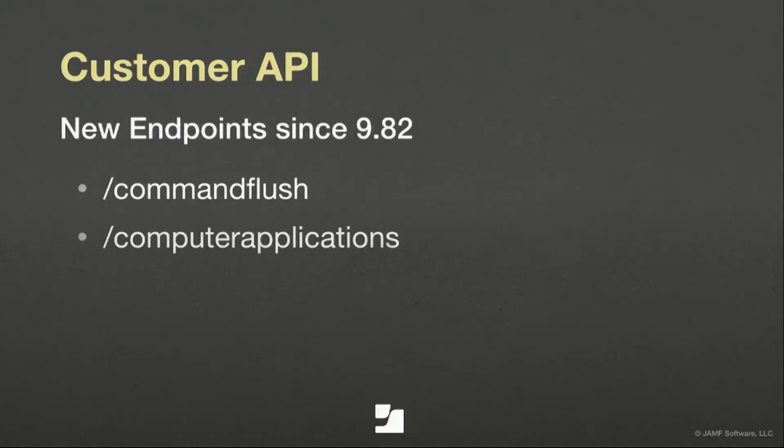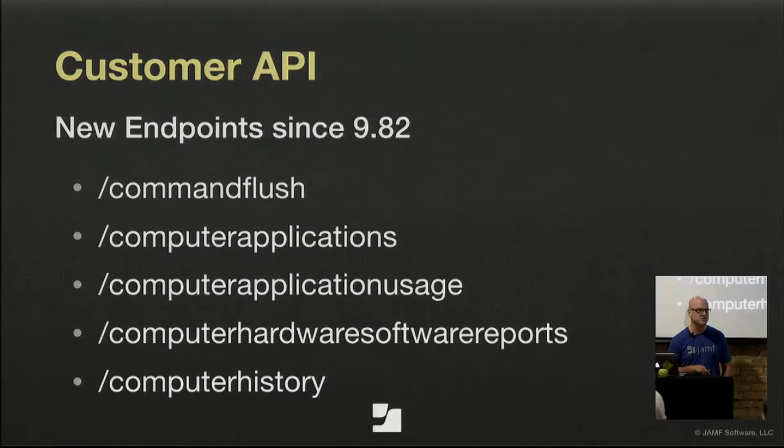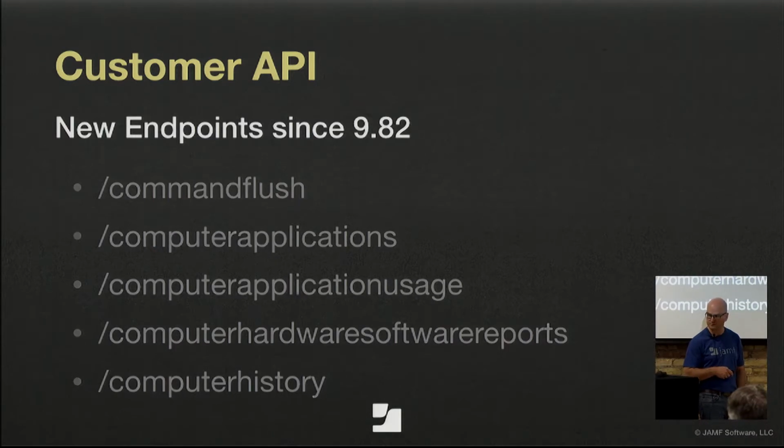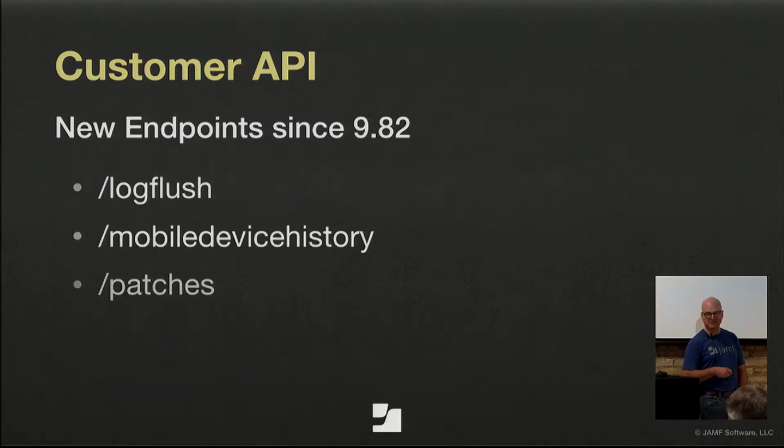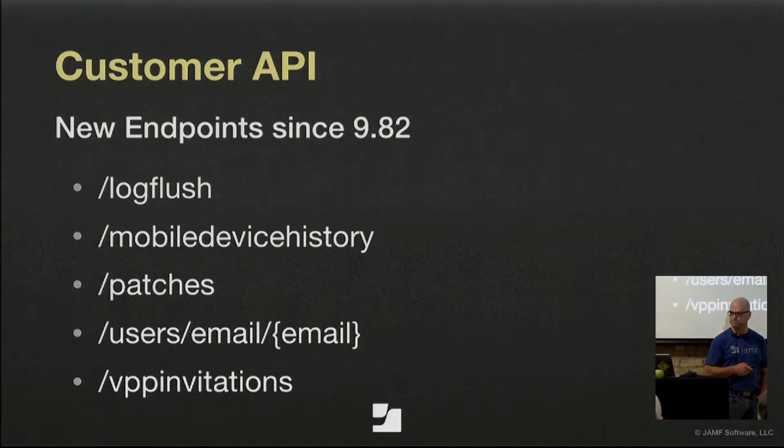Some new endpoints that we've added since the last JNUC. So command flush, this is where you can flush commands for mobile devices or computers based on a computer group, mobile device group, or even individual devices. Also helpful are some of the endpoints that we've added for getting software or hardware information out of there. So the computer application usage are very helpful. We've also added some things on log flush, mobile device, and also the ability of getting the user based off of an email address.